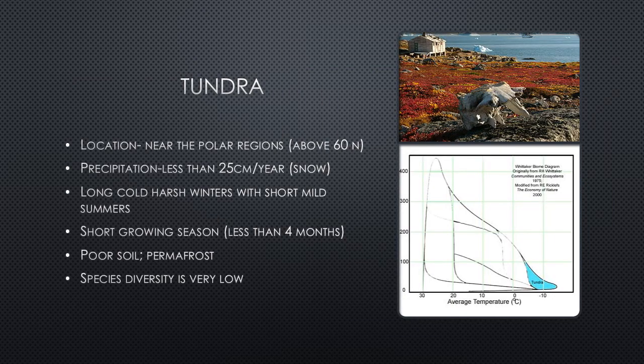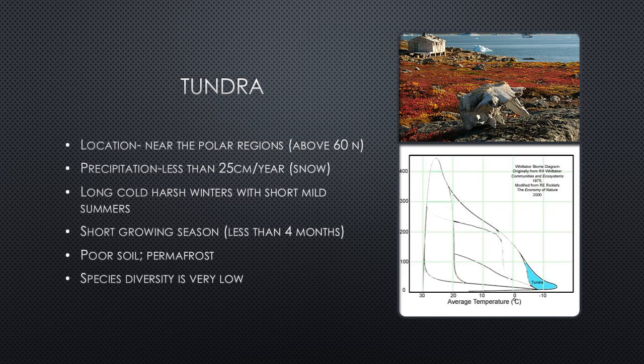Okay, to begin with, we're going to look at the tundra. These are very cold areas, in the polar regions above 60 degrees north. They have small amounts of precipitation, which is almost always in the form of snow. They have long, harsh winters with a very short, mild summer, and their growing season is very short, less than 4 months.